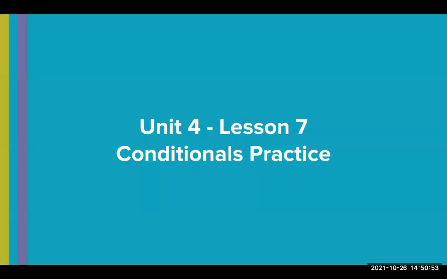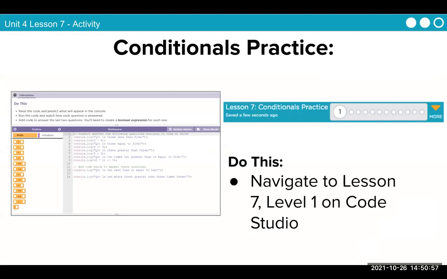Okay, we're going to Unit 4, Lesson 7, Conditionals Practice. Okay, here we are. Navigate to Lesson 7, Level 1 on code.org. You are just going to make your way through. Read this code and predict what will appear in the console. Run the code and watch how each question is answered. Add code to answer the last two questions. You'll need to create a Boolean expression for each one.